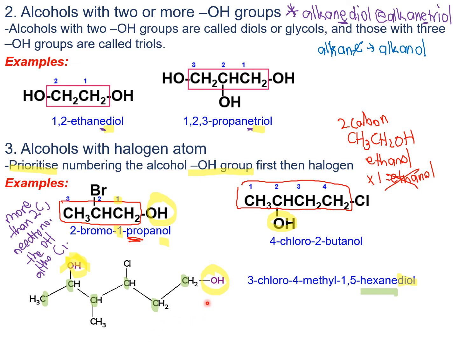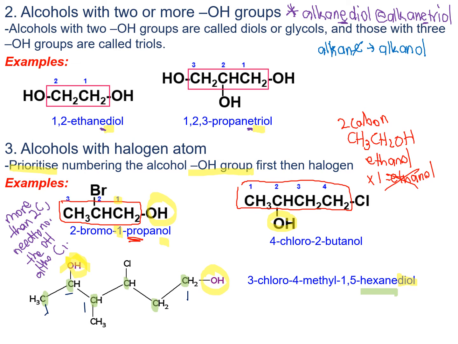Okay, now when numbering, we number from right to left. If numbered from left to right, carbon number 2 meets the OH. If right to left, carbon number 1 meets the OH straight away. So you have to number from right to left. So this will be carbon number 1, carbon number 2, carbon number 3, carbon number 4, carbon number 5, carbon number 6. Oh, I'm sorry, my pen.